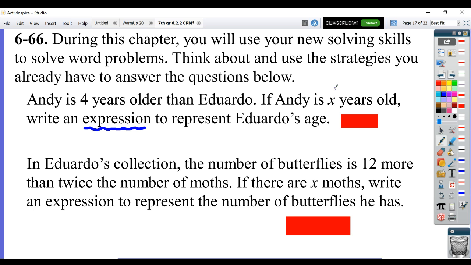Okay. Then the second concept, in Eduardo's collection, the number of butterflies is 12 more than twice the number of moths. So 12 more than twice, or 2 times, the number of moths. If there are X moths, what would be an expression to represent the number of butterflies? So if X is the number of moths and the number of butterflies is 12 more than twice that, how would we write an expression for the number of butterflies?